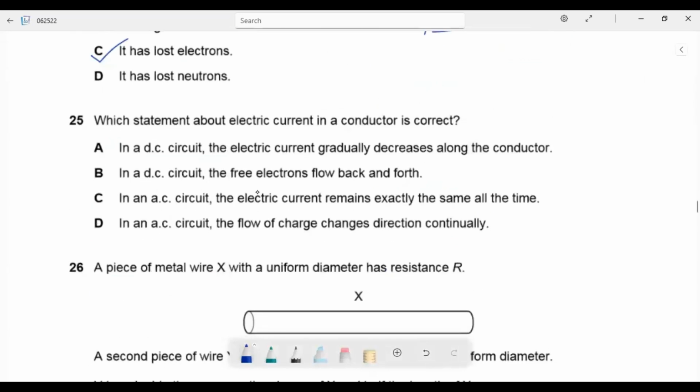Which statement about electric current in a conductor is correct? Here we are dealing with DC and AC circuits. You know DC means it is a constant value and AC means there will be a change in value. With respect to time, it keeps on changing, while DC will be constant.